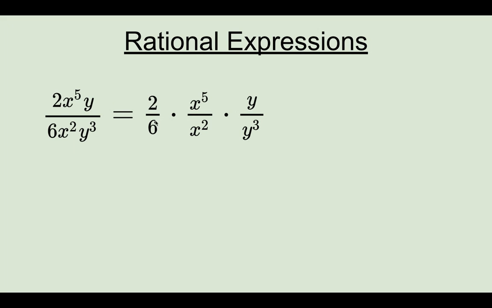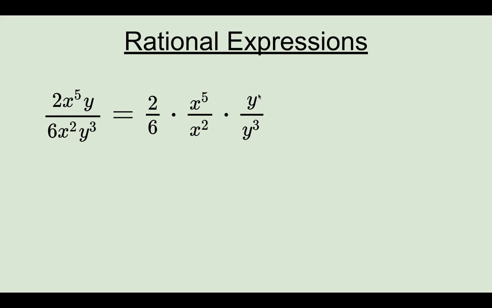So I reduce 2 divided by 6, so 2 goes into 6 3 times, so this will be a 1/3. Here I have like bases in division. So I'll do the 5 minus 2. So I'll divide out these two x's from these 5. So I'll do 5 minus 2. And then notice on this one, the 3 is in the denominator. The largest power is in the denominator.